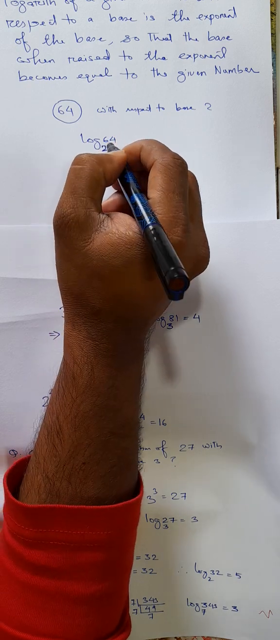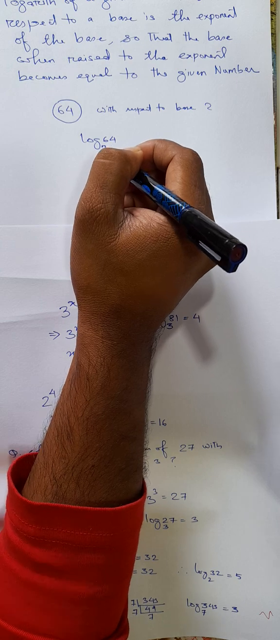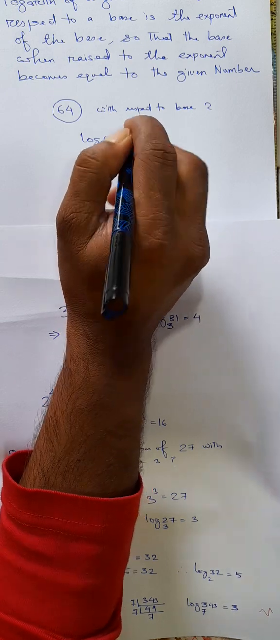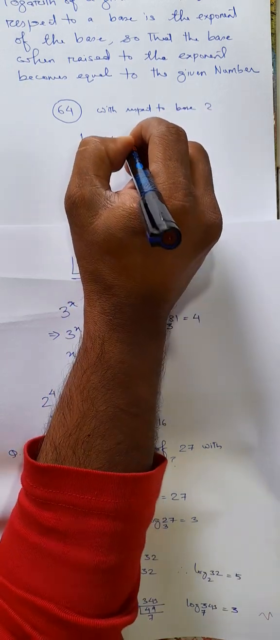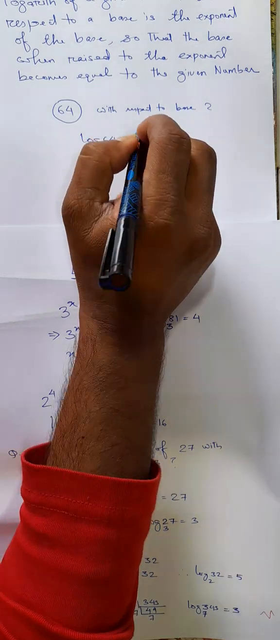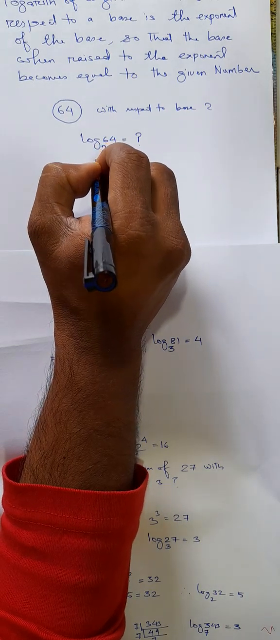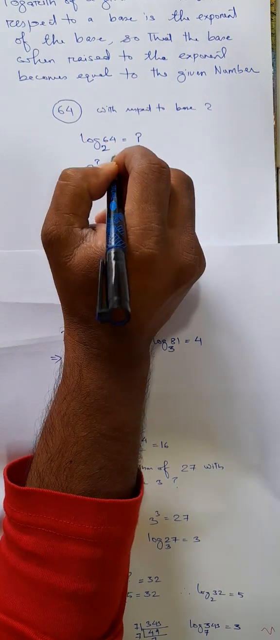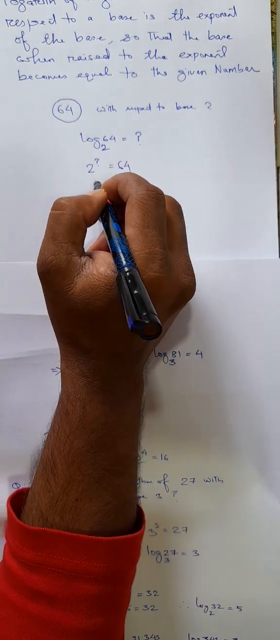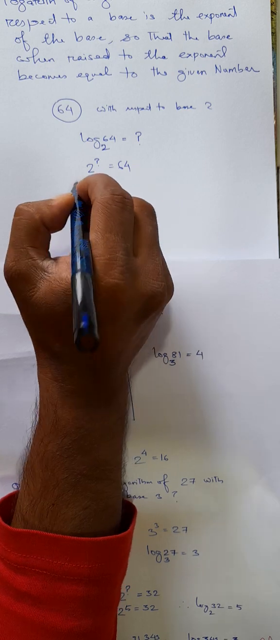How will you write it? As logarithm of 64 with respect to the base 2. 2 is written downside of g. So you will have to find out 2 to the power what equal to 64. Hence, to what exponent 2 must be raised so that it becomes 64.